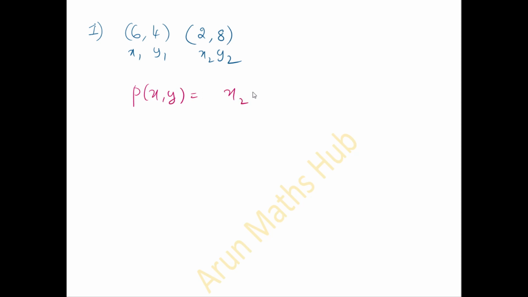Dear students, before moving to question number 2 of the exercise, we'll solve a few questions based on finding the midpoint of the given points. First question, 6 comma 4 and 2 comma 8. Consider these as points x1, y1, x2, y2. What is the midpoint formula? Midpoint formula: P of x comma y equals (x2 plus x1) by 2 comma (y2 plus y1) by 2.